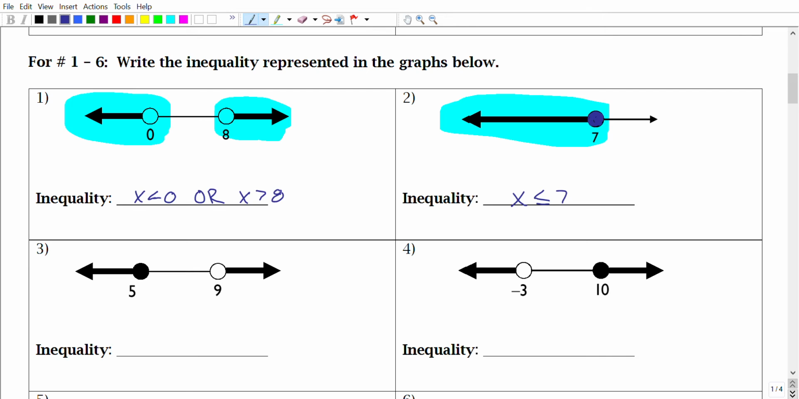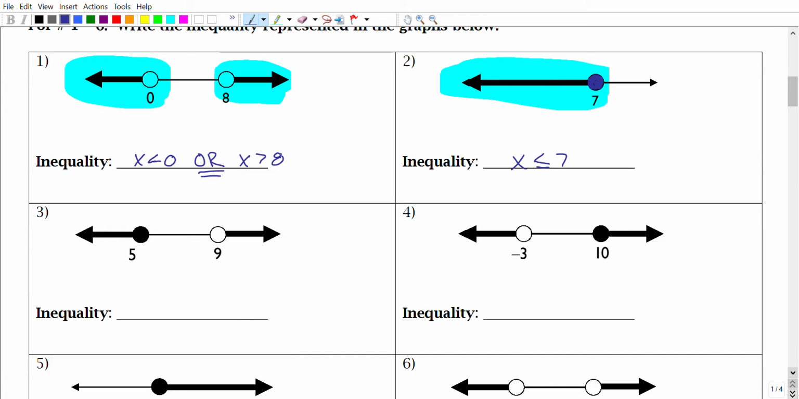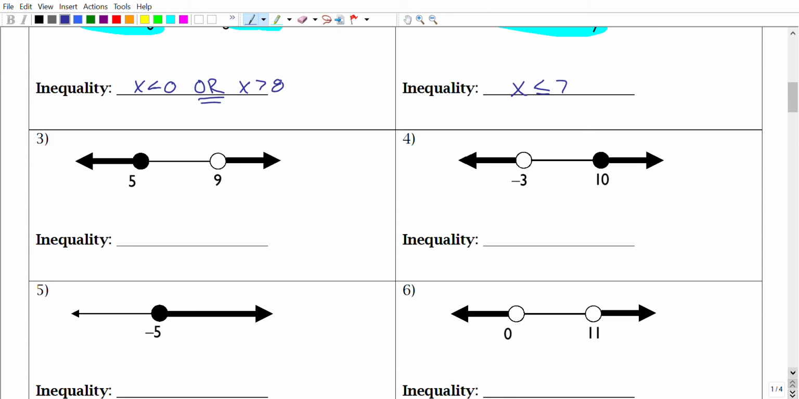Okay? Now, notice again, the first one was a compound because we had the or statement. Notice how there's shading to the left and to the right, okay? Because we have two different scenarios. We have either the left or the right that can be solutions, okay? So that's how you'll know it's an or statement. Here, I'm only going to the left on number 2. So that's just a regular inequality, okay? So it's x is less than or equal to 7. Okay, let's take a look at number 3 and number 4, and then I'm going to have you guys try 5 and 6 on your own.